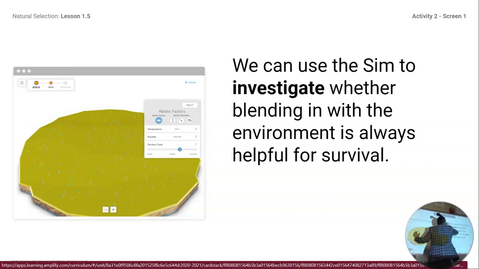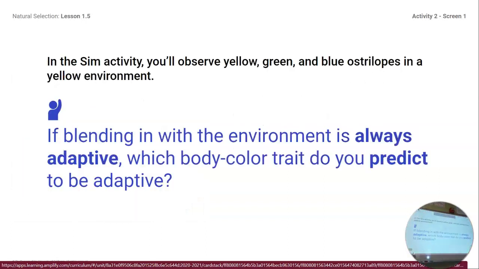What we want to do is investigate whether blending in with your environment is always, remember this word, always helpful. Is blending in with your environment always helpful? What are you thinking? You say yes? All right, I like these thoughts. Let's find out. We're going to observe yellow, green, and blue australos, our fake bird. The question we want to think about is whether blending in with the environment is always adaptive.